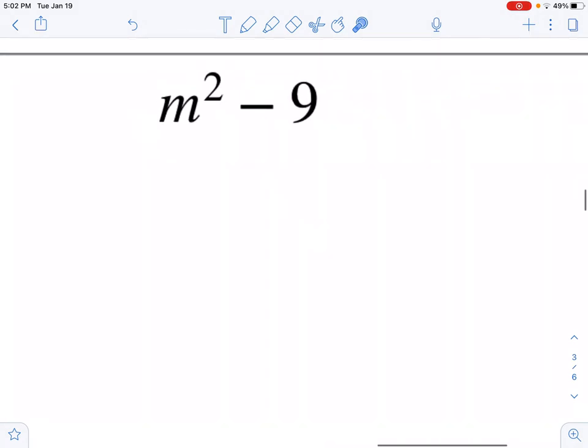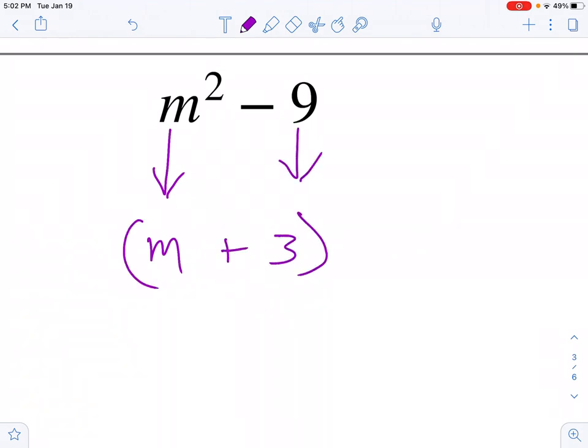Here's another way that I think about it. Are there two terms? Yes. Are they subtracting? Yes. Is there a greatest common factor? No, so that's fine. Do I have perfect squares? Yep. So what's the square root of m squared? It's m. And the square root of 9 is 3. And then I just say that one of them is positive and I need one that's subtracting.